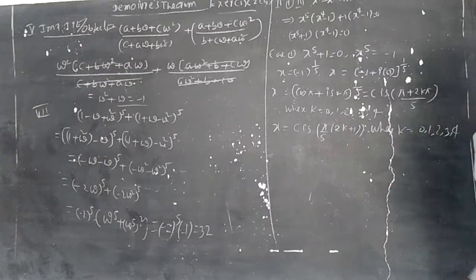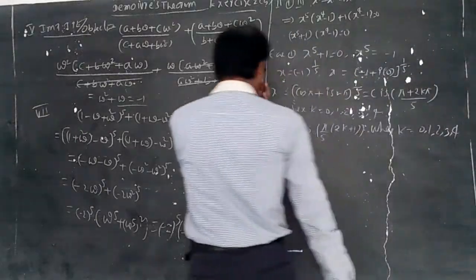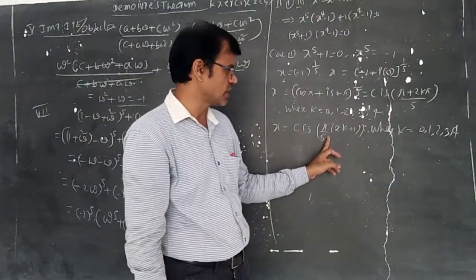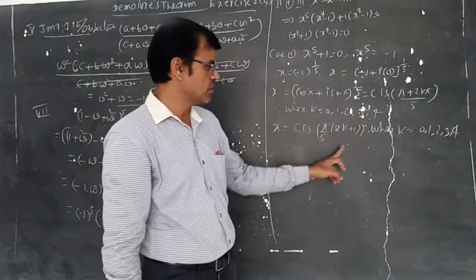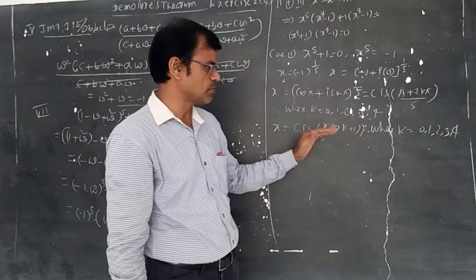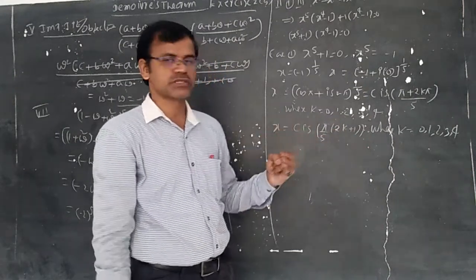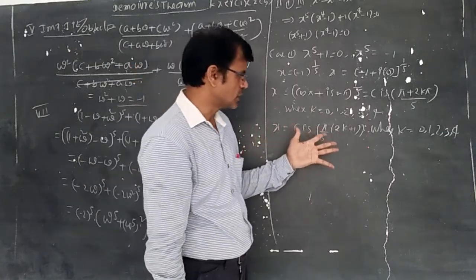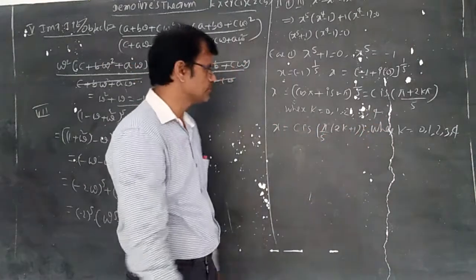If you write it, also no problem, no need to write also. If you want to expand this one, simply write: if k is equal to 0, this is pi by 5. If k is equal to 1, 2 plus 1, 3 pi by 5, then 5 pi by 5, 7 pi by 5, like this, 9 pi by 5. That's all.